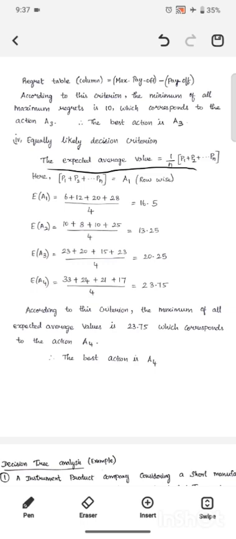So for EA1, the first row, we are adding the first row values and dividing by the total number of values. So 6 plus 12 plus 20 plus 28 divided by 4. 4 is the total number of values, so n is equal to 4. So we are dividing everything by 4, and the payoff values will be different. In each row the payoff values will be added and divided by 4. So from here we are getting the average value. In these average values, the maximum value is the best option. So the best option here is 23.75, which is my best action.